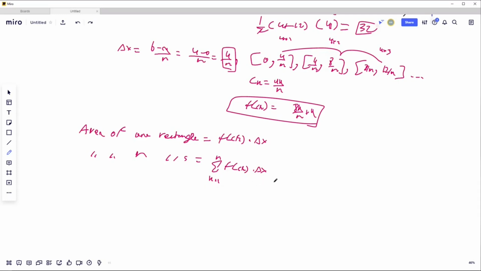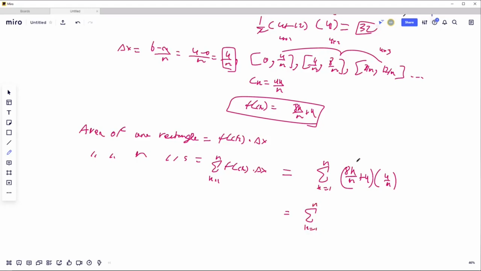So yeah, if you do the summation, you're gonna end up with summation of k, f of ck is 8k plus 4 here over n times delta x, which is 4 over n. Actually, let me just write this in a much clearer way. So 8k over n plus 4 times 4 over n. Let's split the summation.